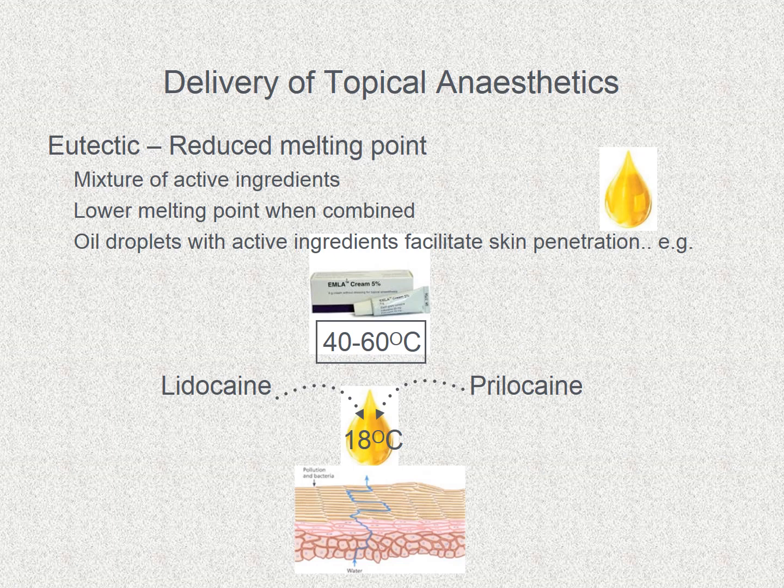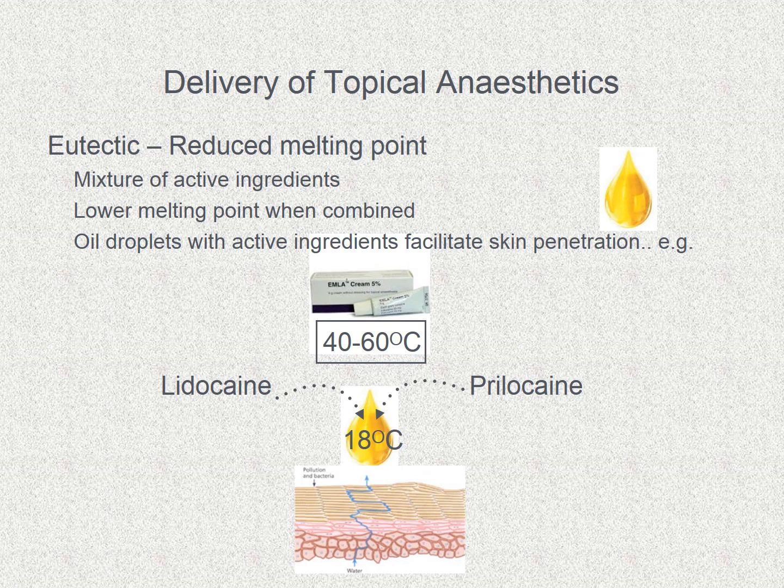So if we look at EMLA as the example, then the melting points of the lidocaine and prilocaine ingredients in their singular states are between 40 and 60 degrees, depending on which one you're talking about. If we apply those to the surface of the skin, it is rare that the skin will get to those temperatures. Therefore, the active ingredient won't melt. It won't be able to form oil droplets.